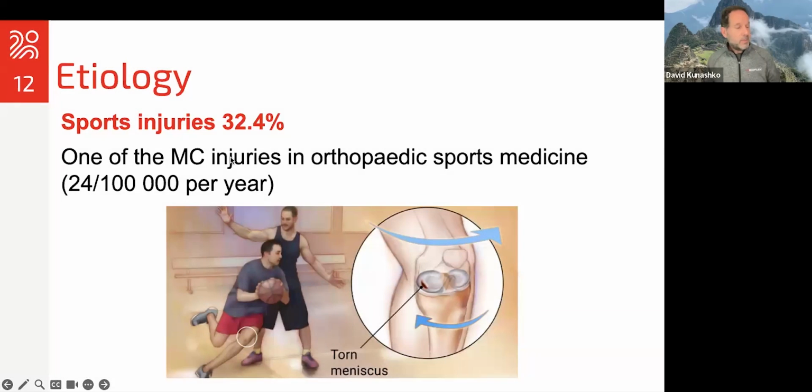Now let's talk a little bit about the causes of meniscal tears. I think you are probably aware that a lot of these occur with different sporting activities. Plant and twist your foot. So soccer, football, basketball, squash, tennis, pickleball.